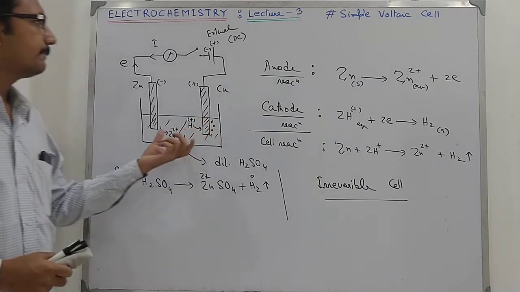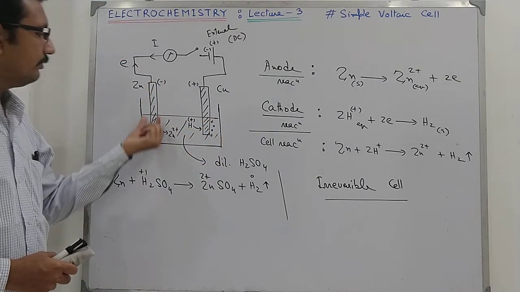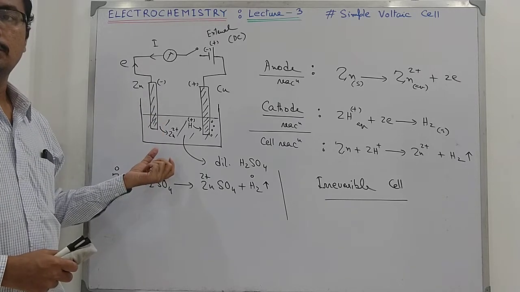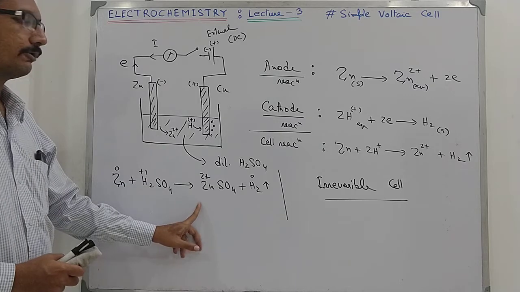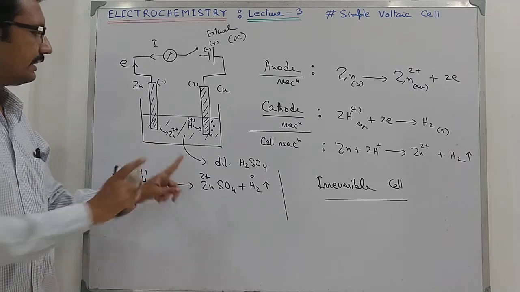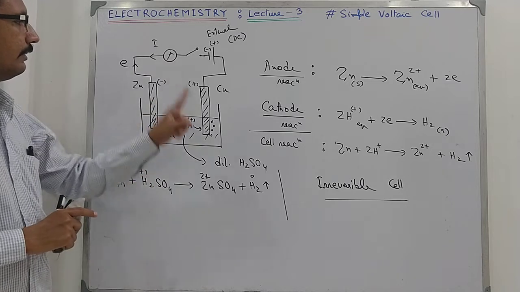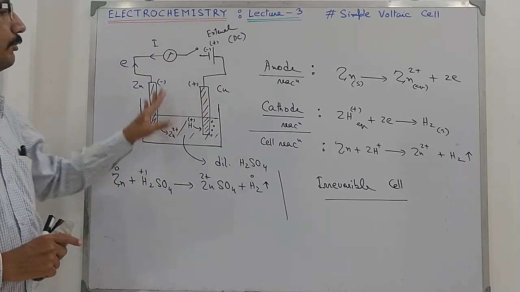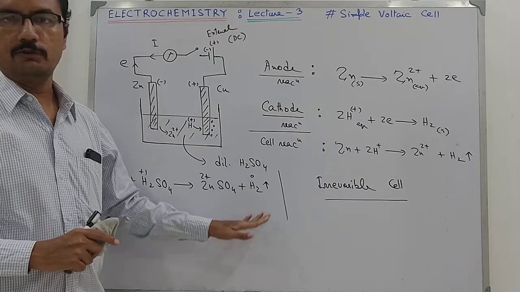So to stop the reaction, you have no alternative. The only alternative is that you have to disconnect the zinc and the H2SO4 solution. You cannot keep these two in close contact. So it is a simple voltaic cell, and it has a severe limitation, and it has actually no application.